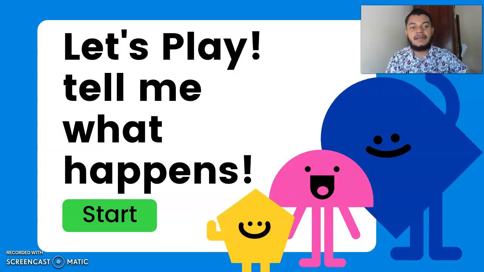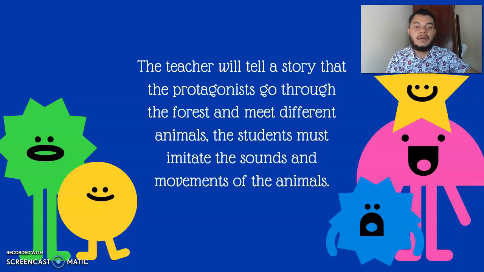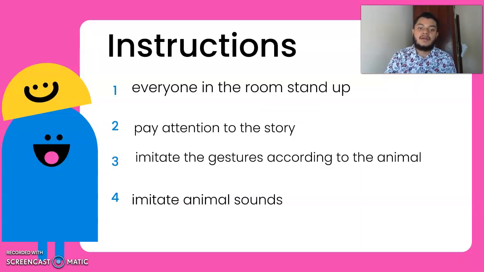The next activity is "Let's Play Tell Me What Happened." This is the name. This is for fifth grade, from 8 to 12 years old. The teacher will tell a story in which the protagonist goes through the forest and meets different animals. The students must imitate the sound and the movement of the animal that the teacher mentions.